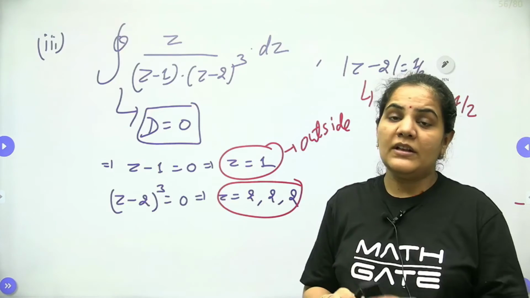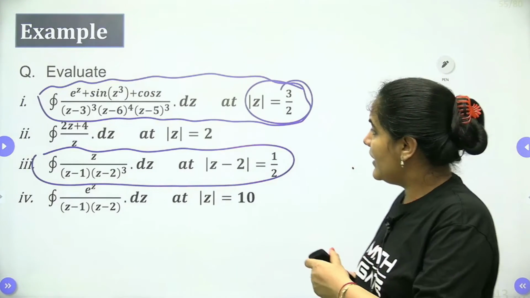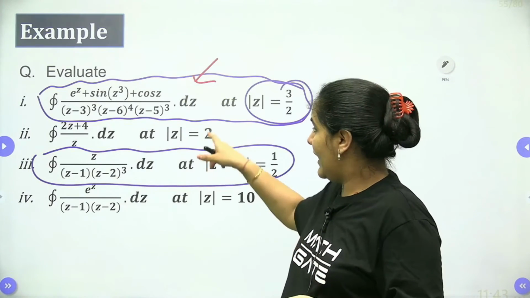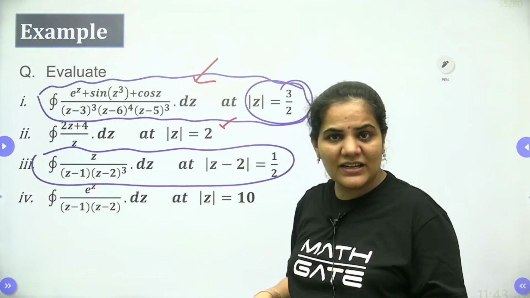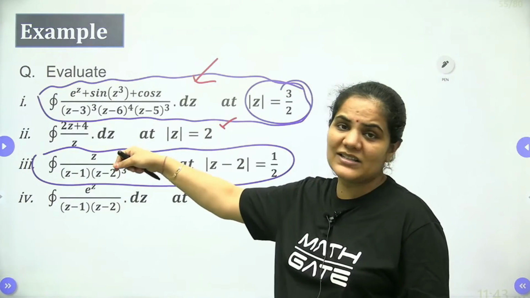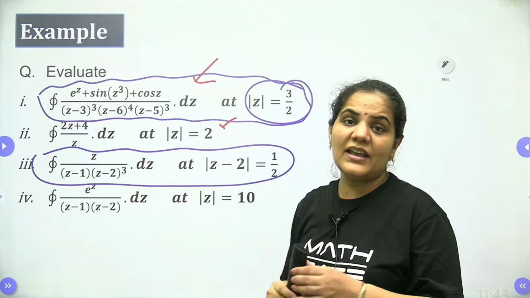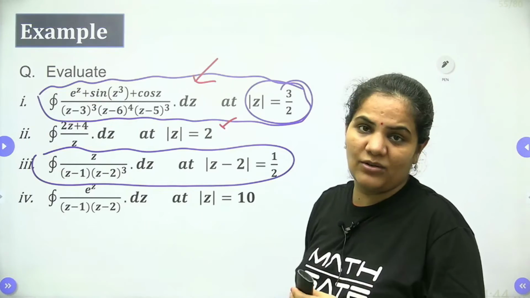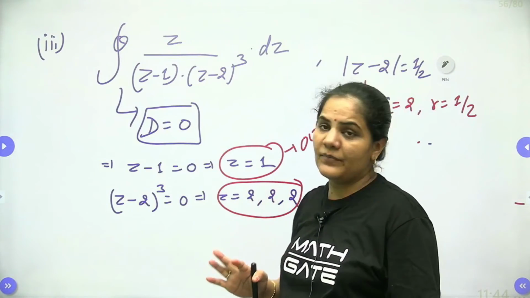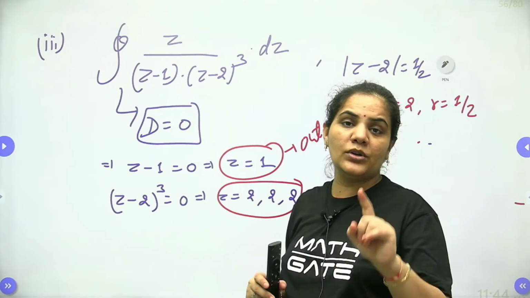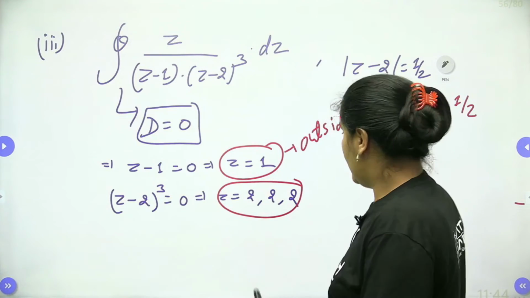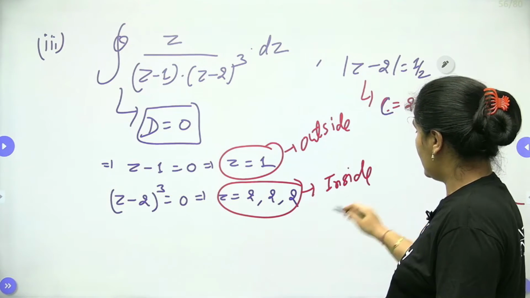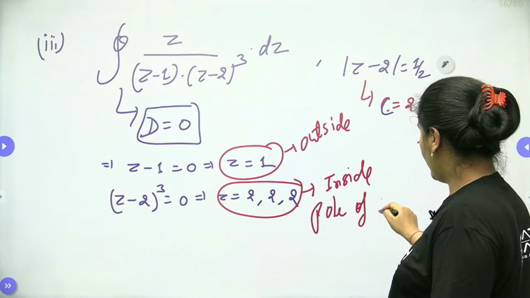So just look here. Earlier we discussed the case where all the points are outside the closed curve, and the case where all the points are inside the closed curve, meaning only one point and that point is inside. Now we are discussing a case where one point is lying outside the closed curve and the second point is lying inside the closed curve. Just focus on this one, because I am going to tell you a trick for this. So z equals 1 is outside and z equals 2, 2, 2 is inside, so it has a pole of order 3.